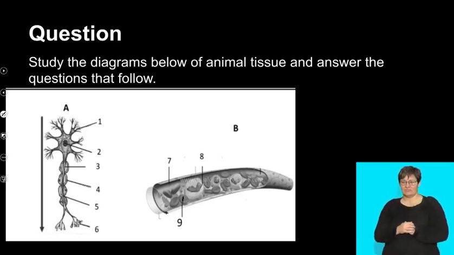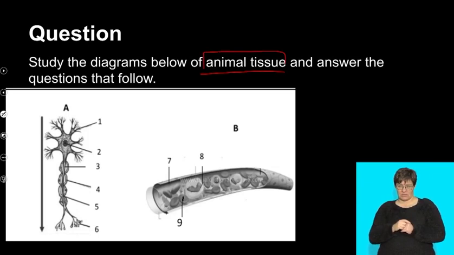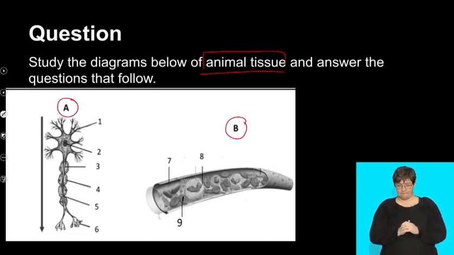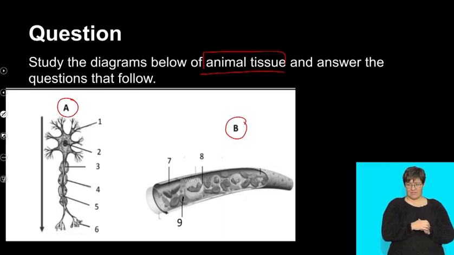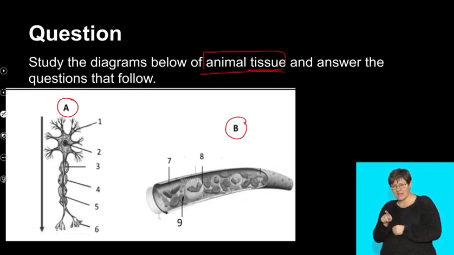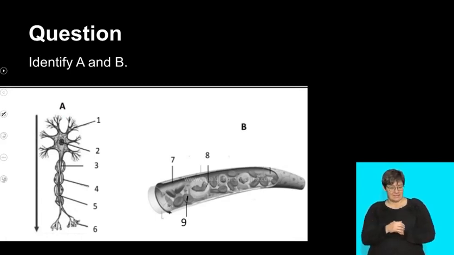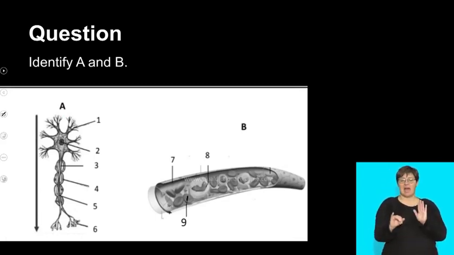It says, study the diagrams below of animal tissue. It does tell you that it's mammalian tissue, and answer the questions that follow. Now you've got 2 structures here, an A and a B. For A, what are we starting to say to ourselves? Okay, this is a nerve cell, and then I'm looking at all these different ones in B, and I'm looking at the word tissue, and I'm thinking, okay, this could be blood. So what kind of questions can we ask? Exactly that. What is A and what is B?